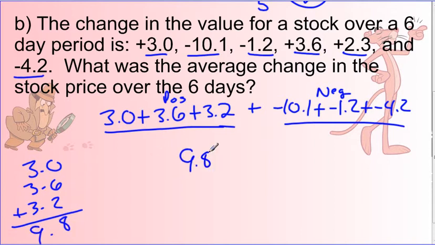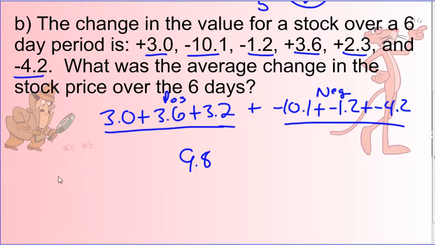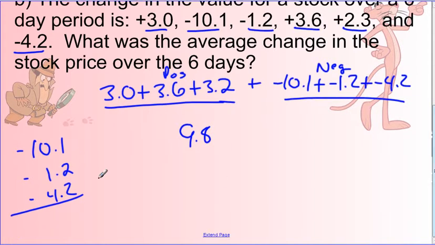9.8. Easy enough. Okay. And now for the negatives. We got 10.1, 1.2. That's not lined up. 1.2. There we go. 4.2. All right. 245.51 negative.